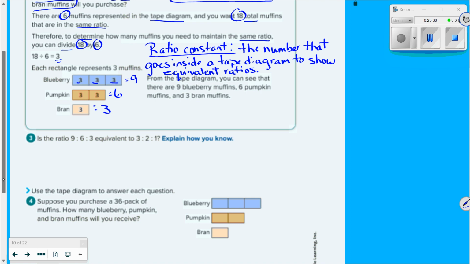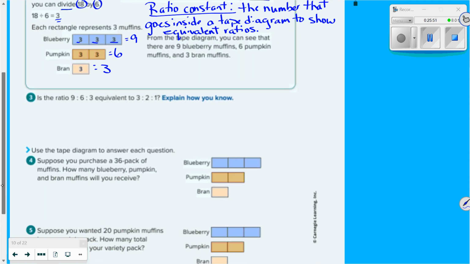And now we figure out our ratio constant. How many muffins are in the package, guys? 6. So I would take my 24 and divide by 6, which would give me a ratio constant of 4, meaning every box would get a 4. Does that make sense? We'll do a couple examples towards the end of this to help you understand it. Okay, let's talk first though.